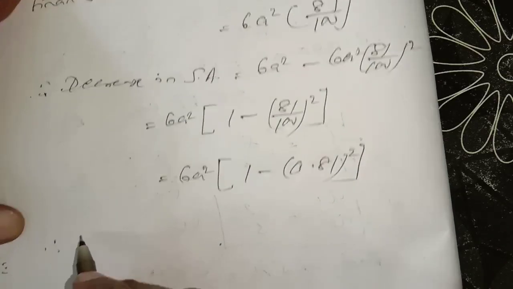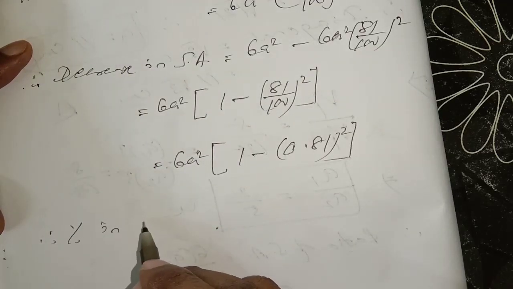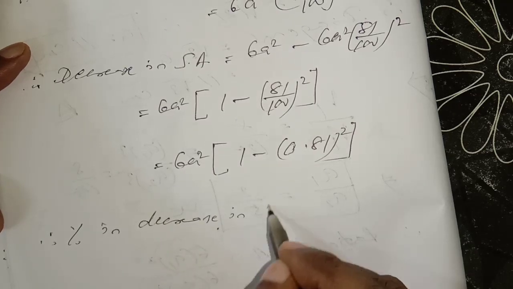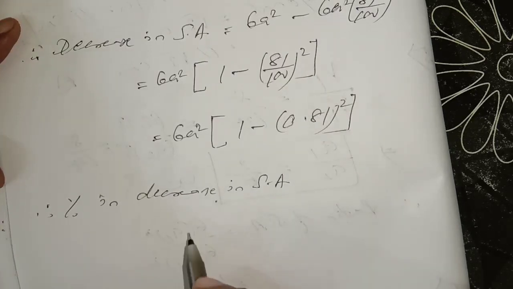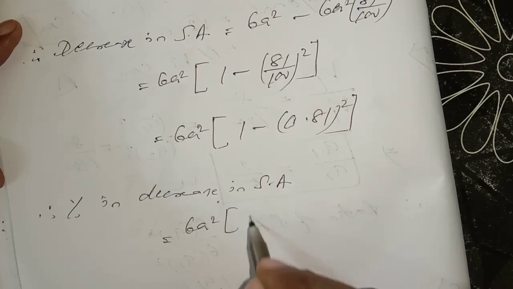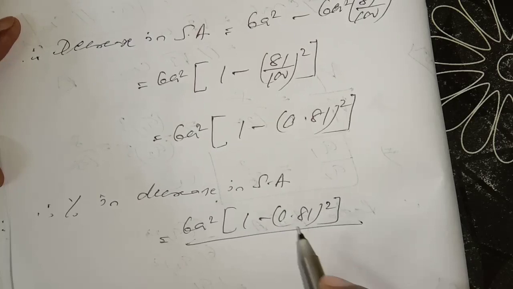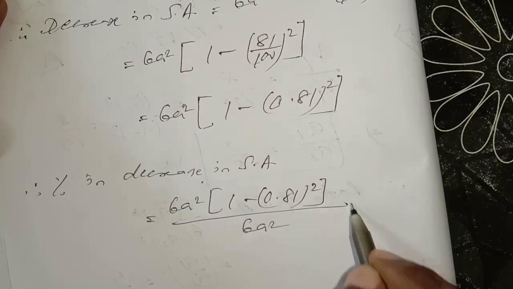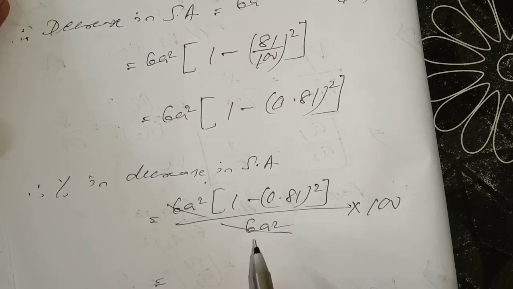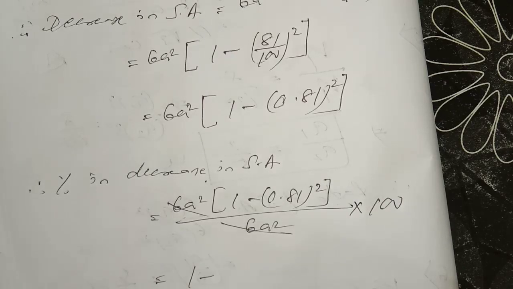Therefore, you have to find out the percentage decrease in surface area. How much decrease? That is 6 a square times 1 minus 0.81 whole square. I am calculating last. Divided by the original surface area, that is 6 a square, into 100. See, this 6 a square will cancel out. Now you subtract 1 minus 0.81 whole square. Just see.